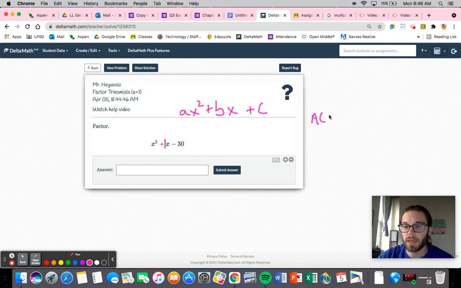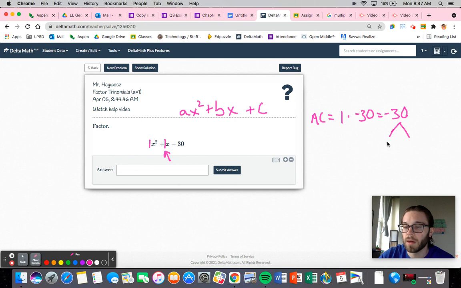So what's A in this case? A is 1, and then C is negative 30. So negative 30 times 1 is negative 30. For all these problems, it's always just going to be whatever C is. Now I need to find factors of negative 30 that add up to 1, the middle term. So what are factors of 30?